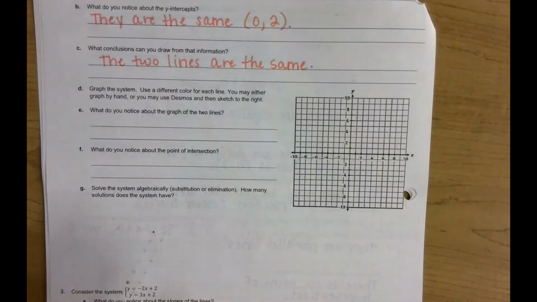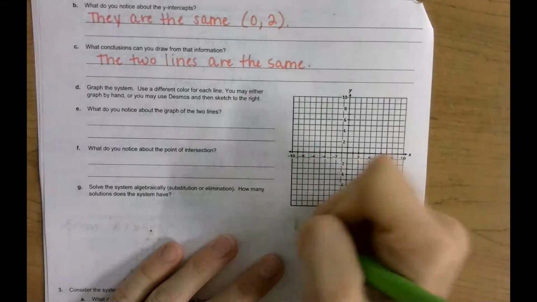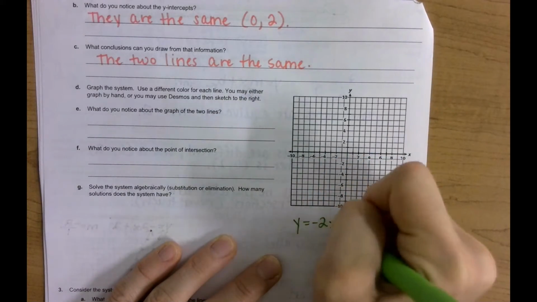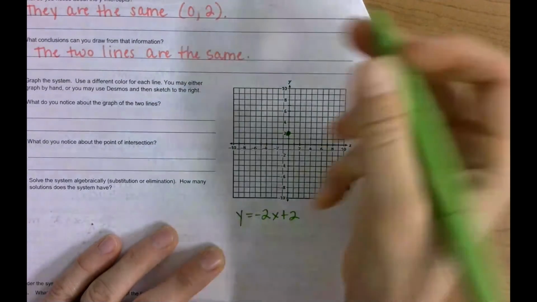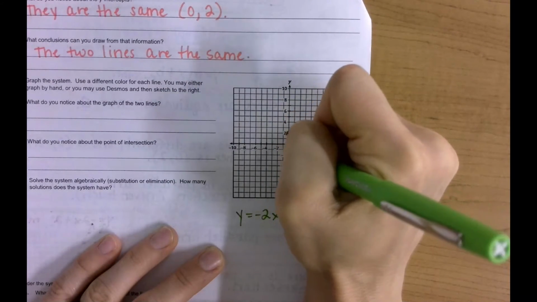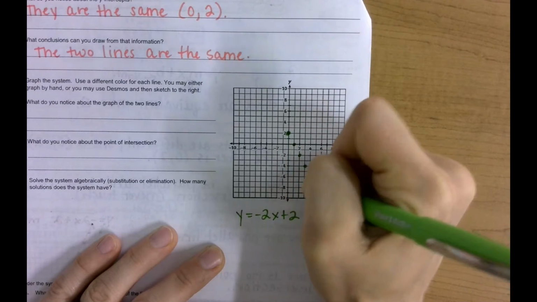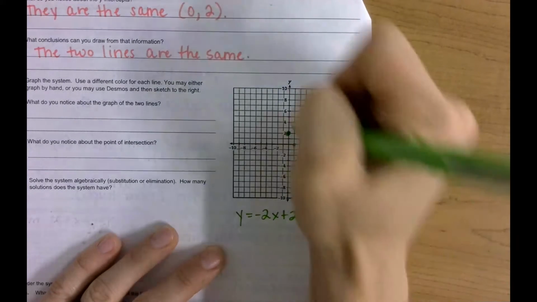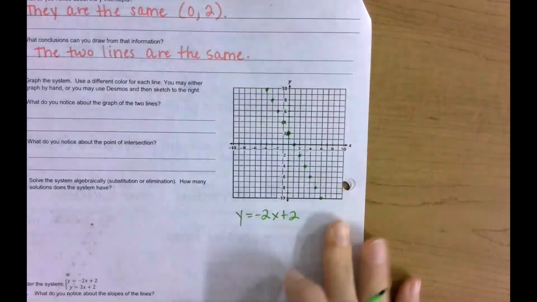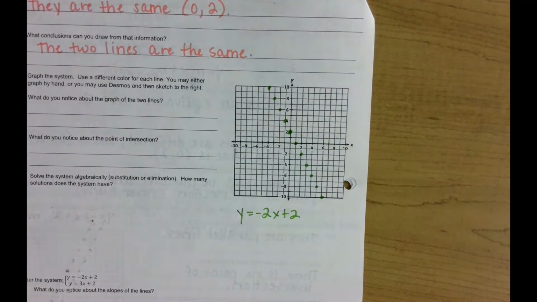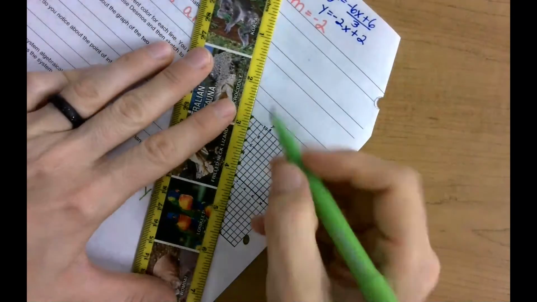So let's check it. Graph the system. Use a different color for each line. You may either graph by hand or you may use Desmos and then sketch to the right. All right, so I'm going to do y equals negative 2x plus 2 in this color. So I have (0, 2). Then I'm going down 2, right 1. All right, then I want to connect my points.